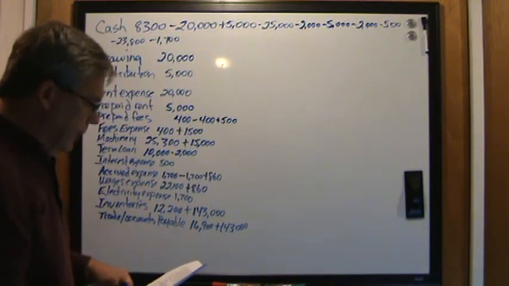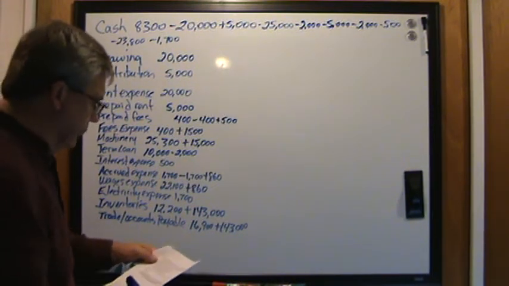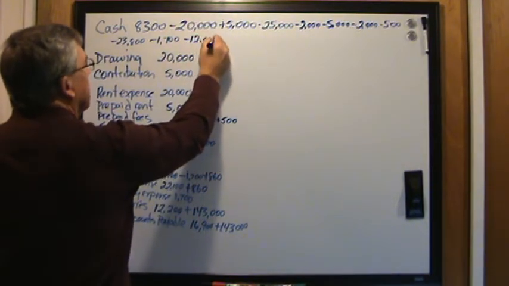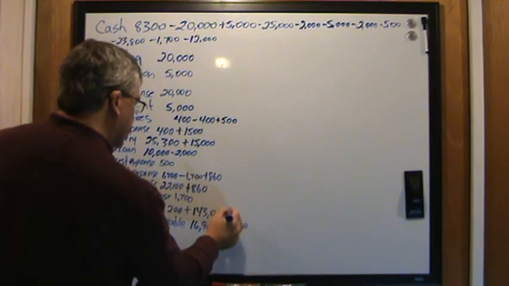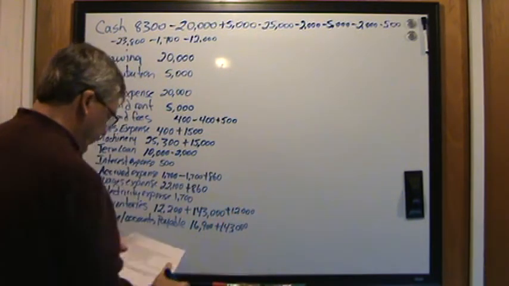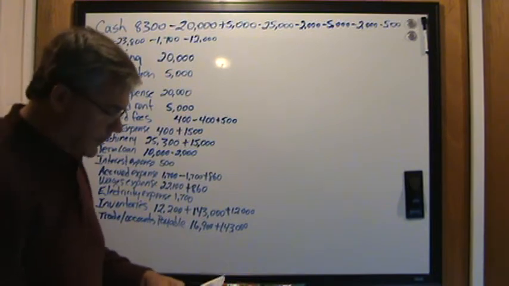Inventories totaling $12,000 were bought for cash. So cash goes down another $12,000, and inventories increase by $12,000. So that one's fairly straightforward, I think.